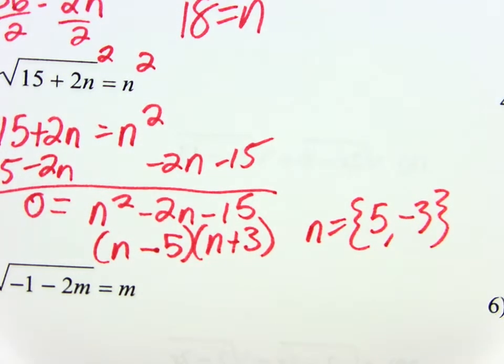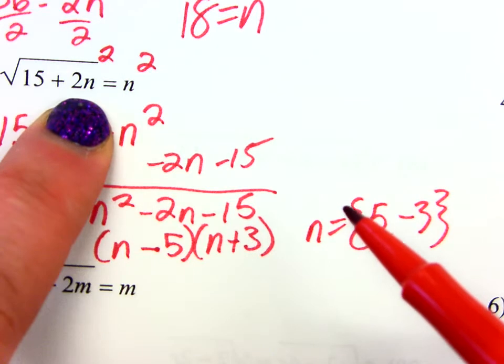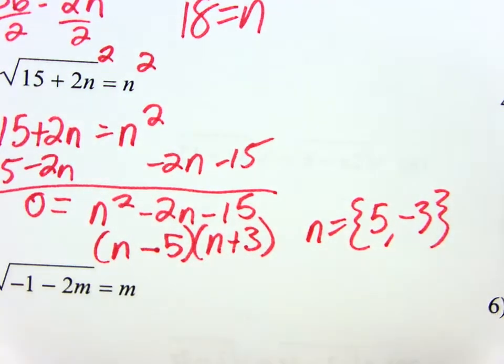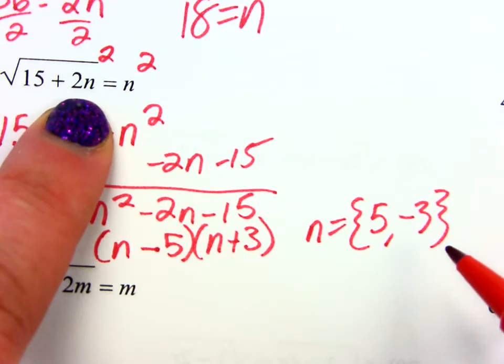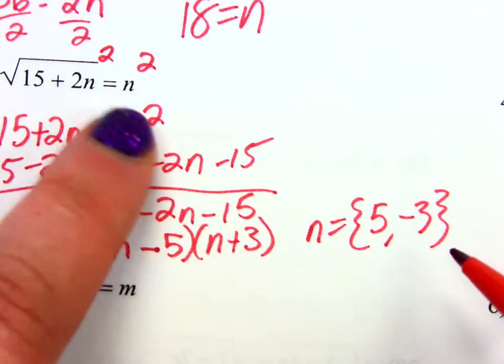You got 2 answers. You have to check them both. I know this seems like a silly thing that I'm making you do, but you have to. So let's try it. Pop in a 5. 2 times 5 is 10. 10 and 15 is 25. Square root of 25 is 5. Looks good to me. Let's throw in a negative 3. 2 times negative 3 is negative 6. Plus 15 is 9. The square root of 9 is 3.